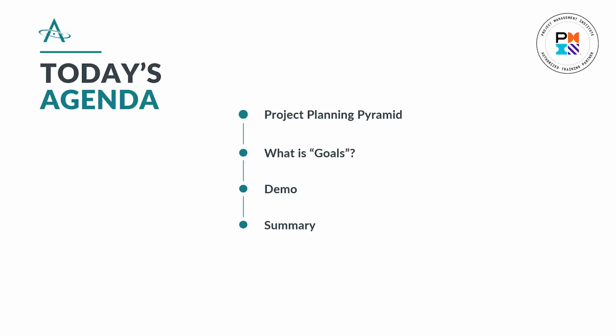Let's look at today's agenda. We'll talk about a framework which I call the project planning pyramid. This is a way of thinking to make sure that your work is aligned with your goals. Secondly, there is a feature in Microsoft Project for the Web called Goals. What is that? What is Goals, and how can it be beneficial to our projects? Then I'll actually do a demo on some benefits, features of using Goals in Project for the Web, and then we'll bring it all back together.